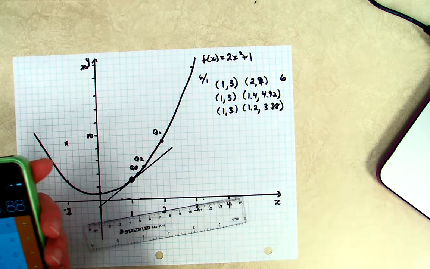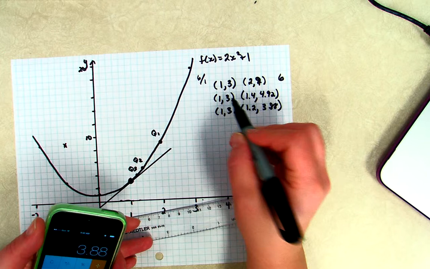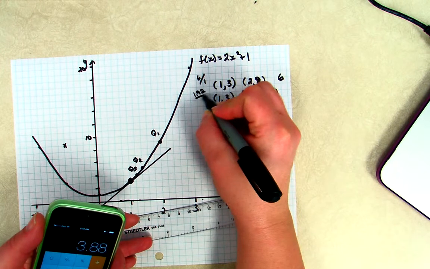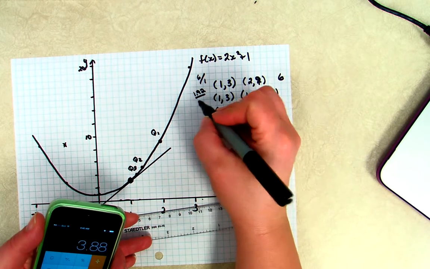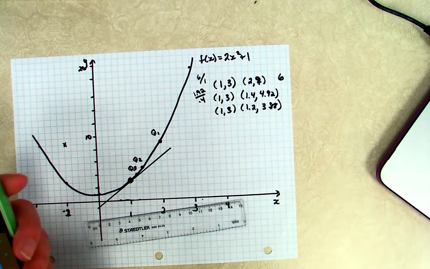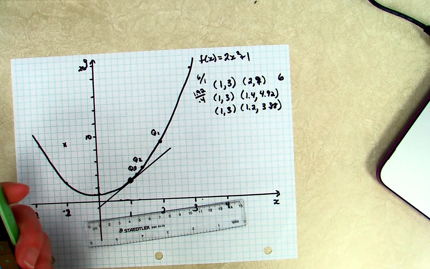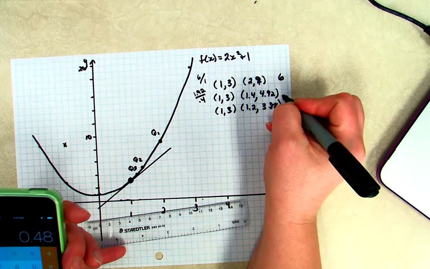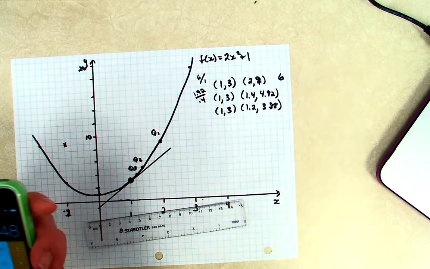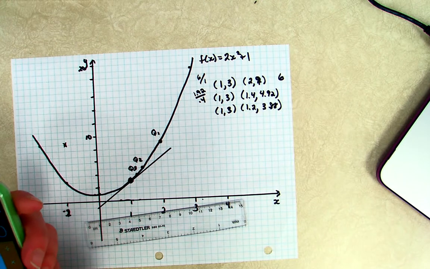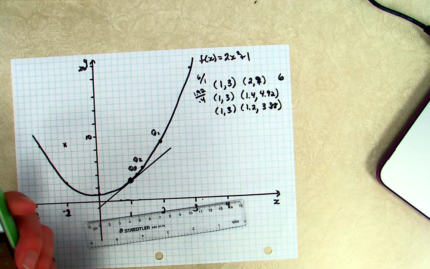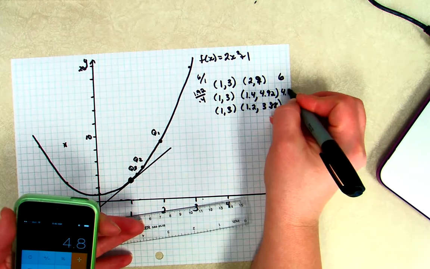I'm going to do the same thing. 4.92 subtract 3 is 1.92. 1.4 subtract 1 is 0.4. So in my calculator, I'll do 1.92 divided by 0.4. The answer didn't look right. 1.92 divided by 0.4 is 4.8.